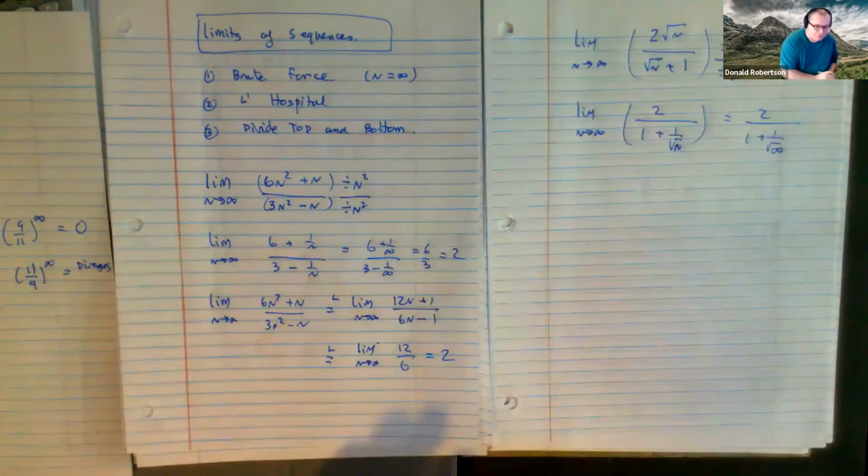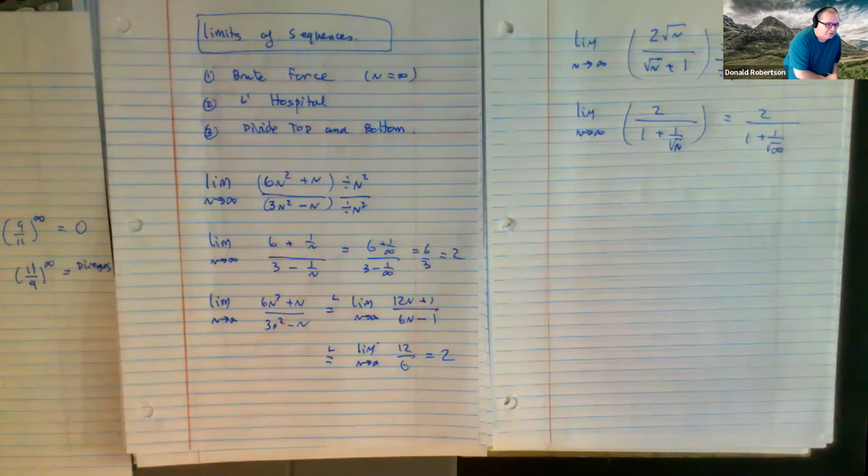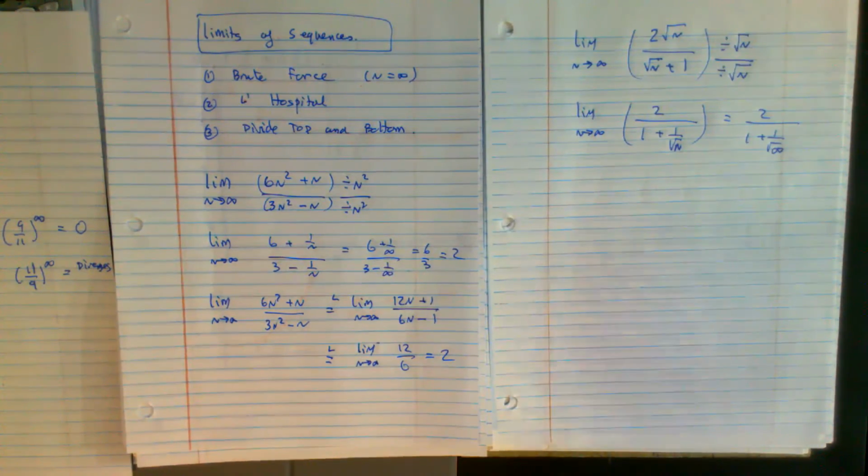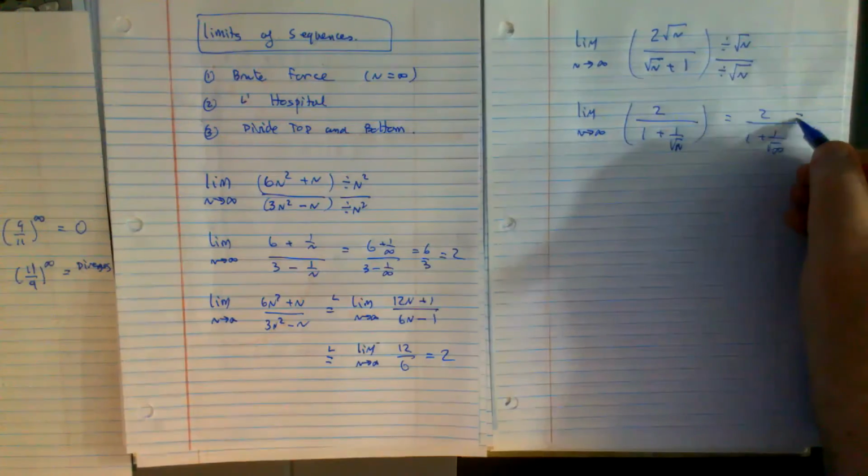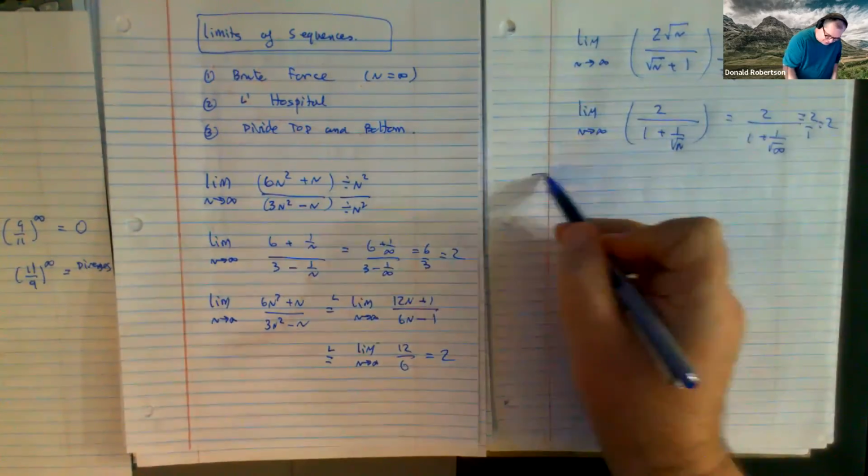Would you agree that 1 over the square root of infinity is just 0? Yeah. And 1 plus 0 is still 1. So you get the answer 2 and you are finished.